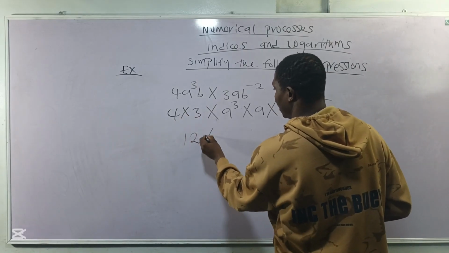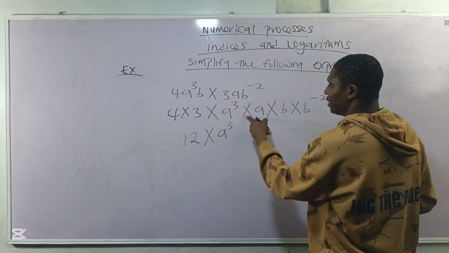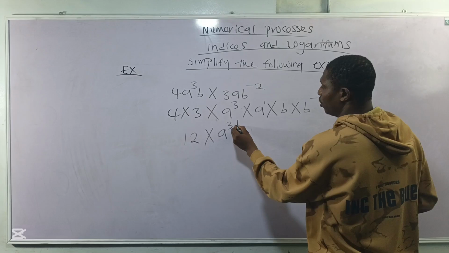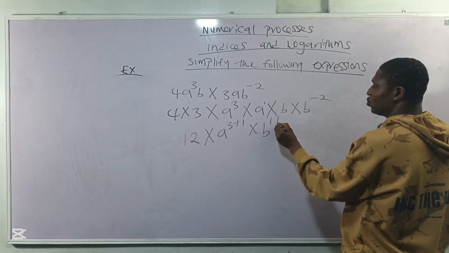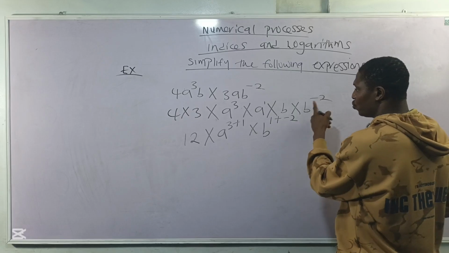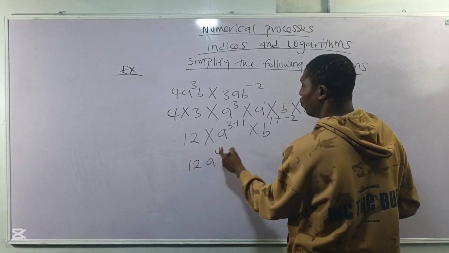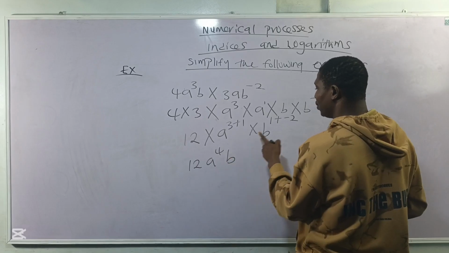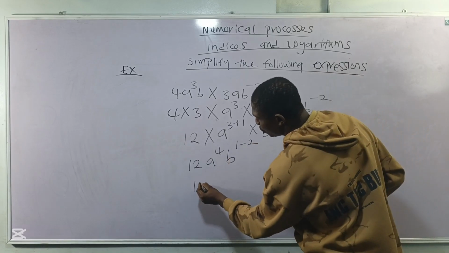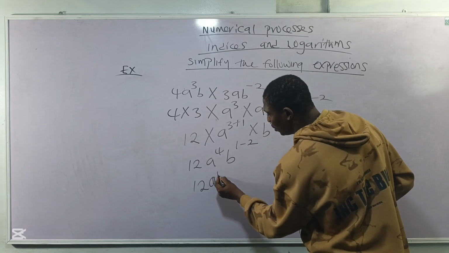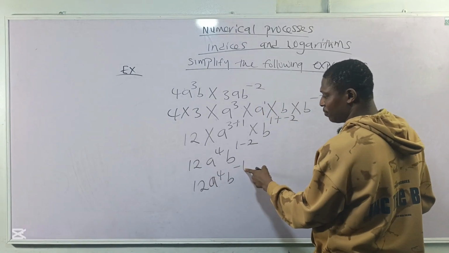12. Times, we have our a. This is a raised to power 3. Times is plus, so this invisible 1 plus 1, times b raised to power invisible 1 plus minus 2. Now we have 12a raised to power 4, 3 plus 1 is 4, and b raised to power 1 minus 2. So we have 12a raised to power 4, b raised to power minus 1. 1 minus 2 is minus 1.